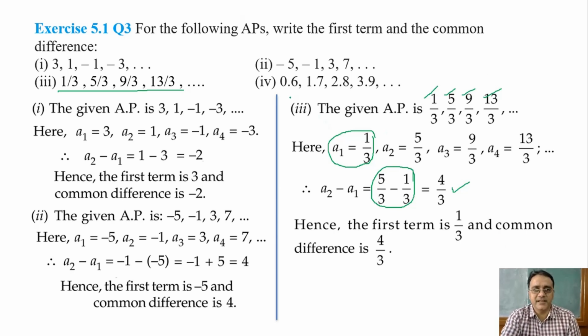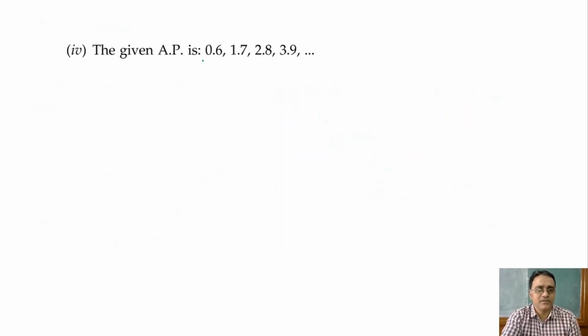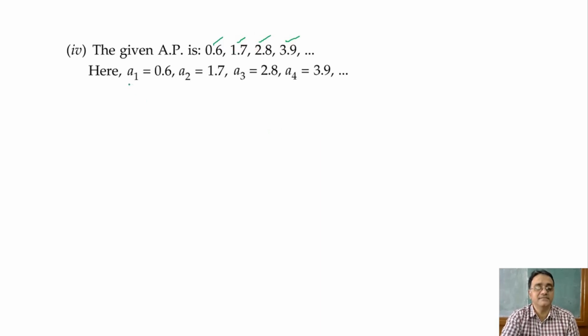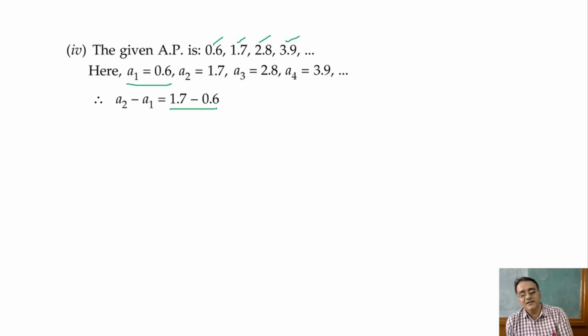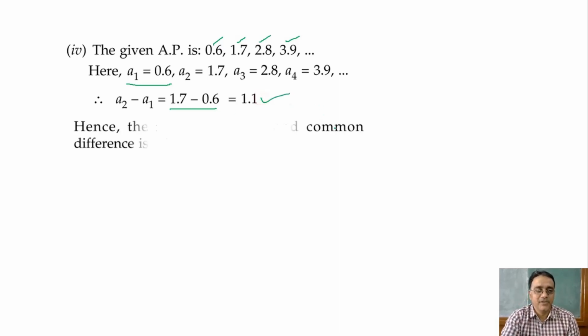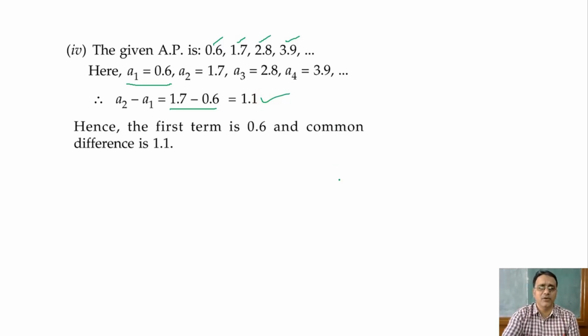So only one bit is left here, this one, that is 0.6, A1, A2, A3, A4. So what is the first term here? 0.6. Right. Second, the common difference A2 minus A1, that is 1.7 minus 0.6. So what are you getting? 1.1. Okay, so hence the first term is 0.6 and the common difference is 1.1.